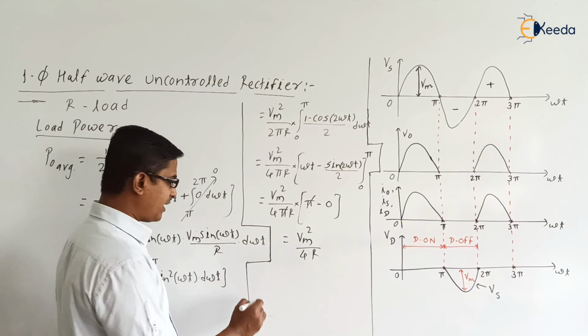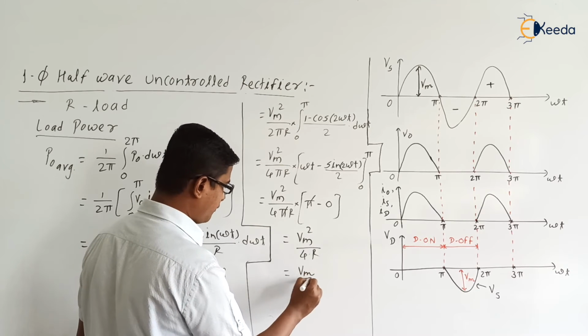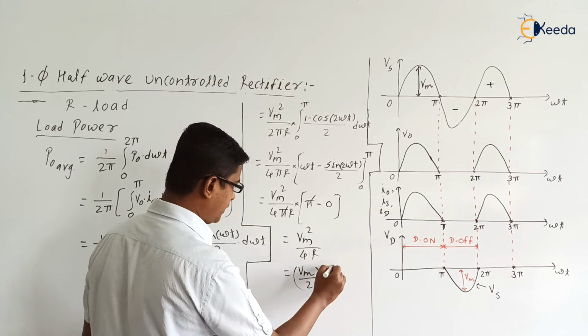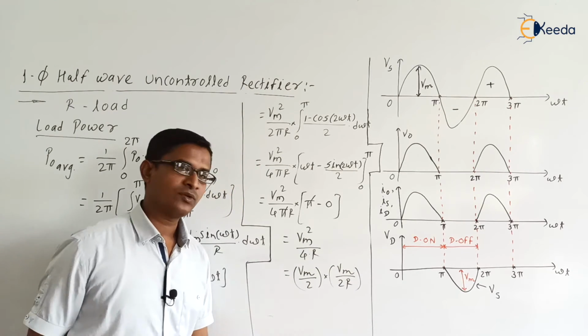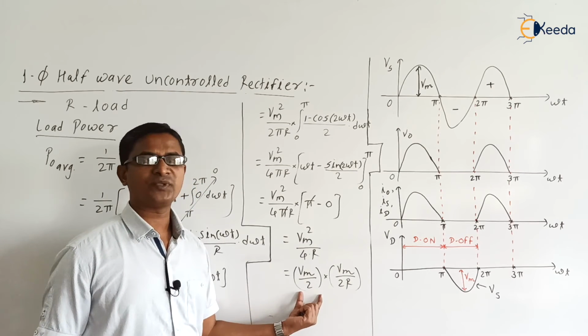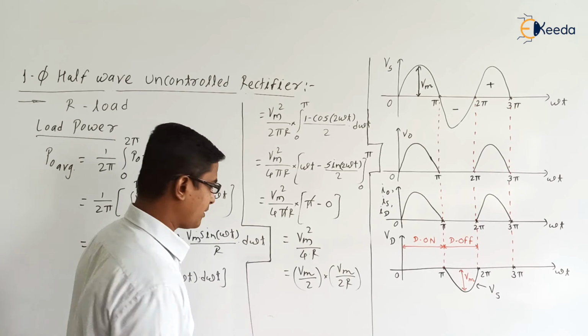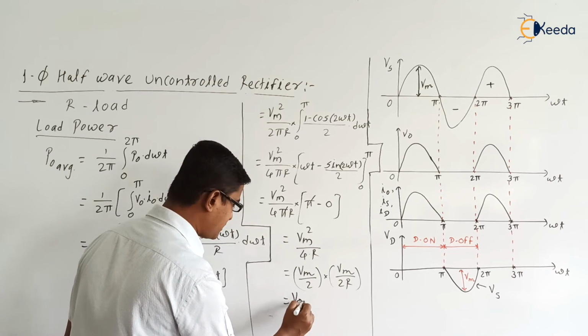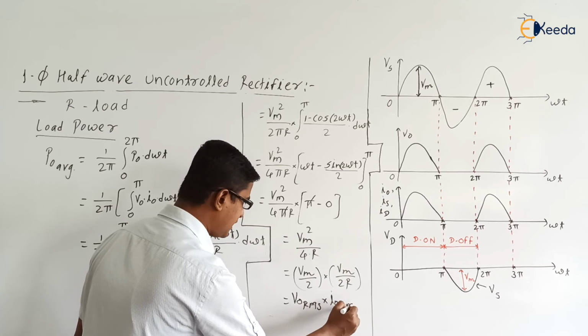So further we can write it as Vm by 2 into Vm by 2R, right? So what is the Vm by 2? It is V0 RMS. What is the Vm by 2R? It is I0 RMS. So we can write it as V0 RMS into I0 RMS. Is this clear?